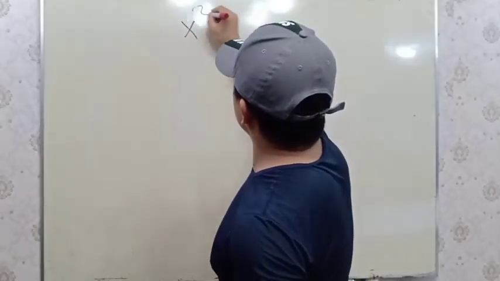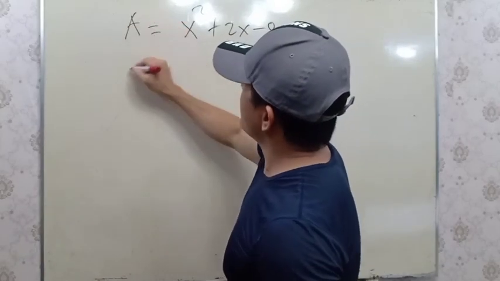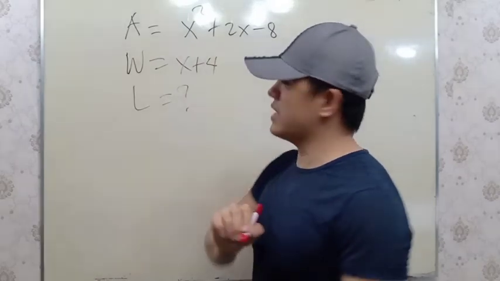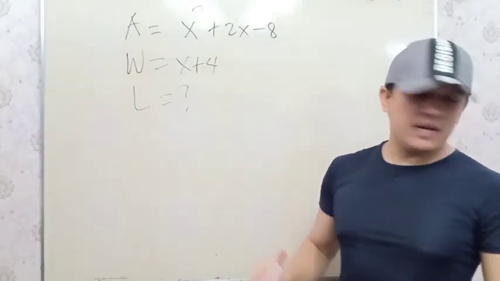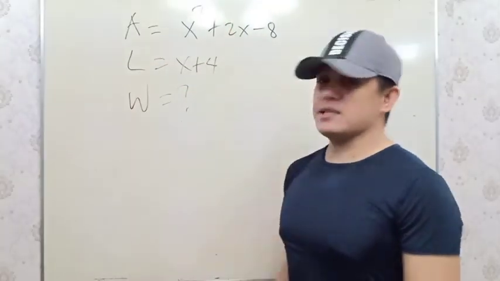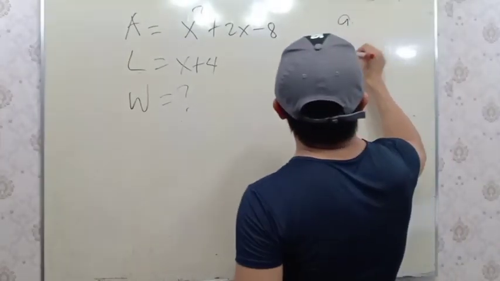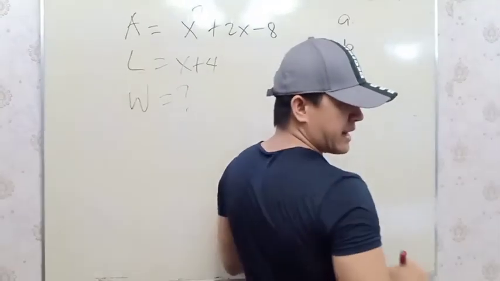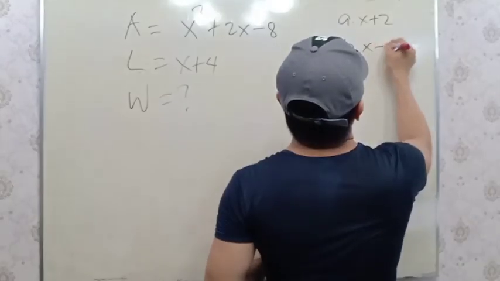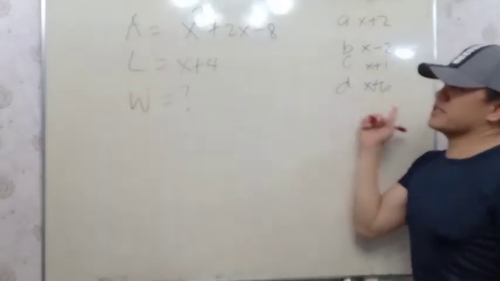The area is x squared plus 2x minus 8. And then this is area. And then the width is equal to x plus 4. What is the length? Okay? There you go. Sorry, this is the length. And what is the width? That is being asked there. Okay? So the choices are A, B, C, D. We have, okay, there you go. These are the choices.